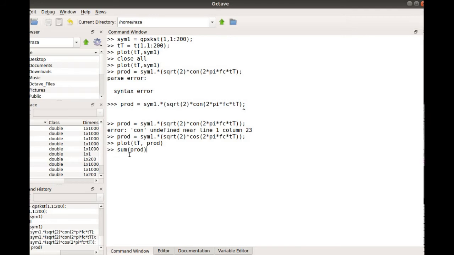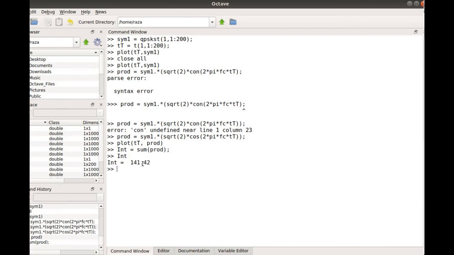The integral is actually implemented by the summation, because we have just 200 discrete samples in the time interval 0 to 1, and we would like to integrate it. Let me give it a name. This is the output of my integrator, which is just a value, but we expect that this should be some positive value, because it goes to the threshold detector. Let's see what our integrator is. So it's some positive value, right?